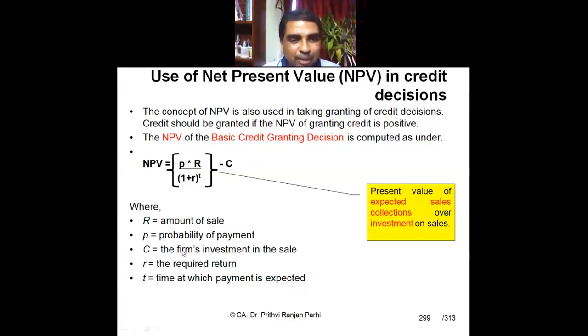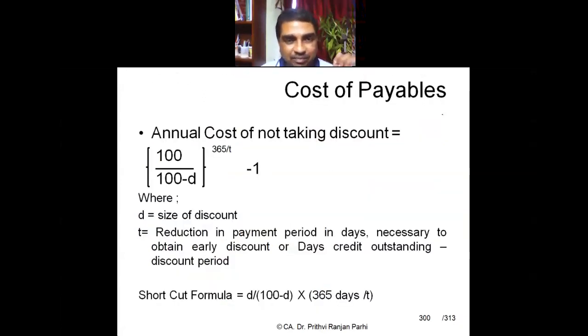C is the firm's investment on sales. So this is the impact I am finding out. This is the benefit, this is the cost, and we compute the present value of that. Then, if the present value is positive, we may say this credit granting decision is okay. Benefit is more than cost. Benefit will be received in future, therefore it is discounted to arrive at the present value. So this is one formula which is used to compute NPV of the credit granting decision.